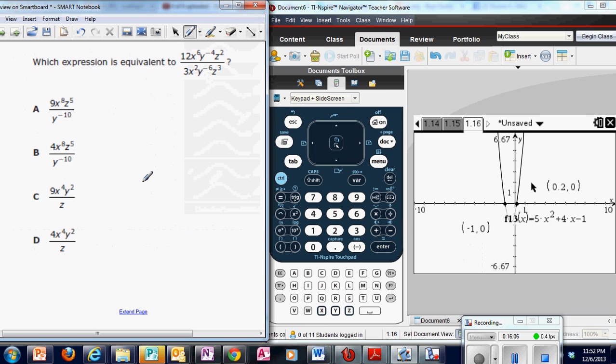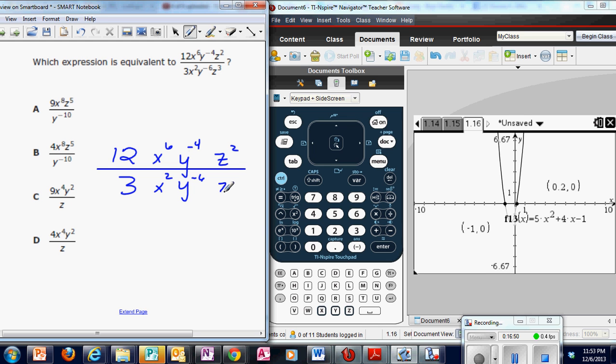Okay, which expression is equivalent here? Alright, this one's going to take a little more work. For this problem, we have an expression that is quite complex, and our answer choices look a little complex also. But they're not that difficult if we spread it out and separate all of the information. So I got 12 x to the 6th, y to the -4th, z squared. And then 3 times x squared, y to the -6th, z to the 3rd.